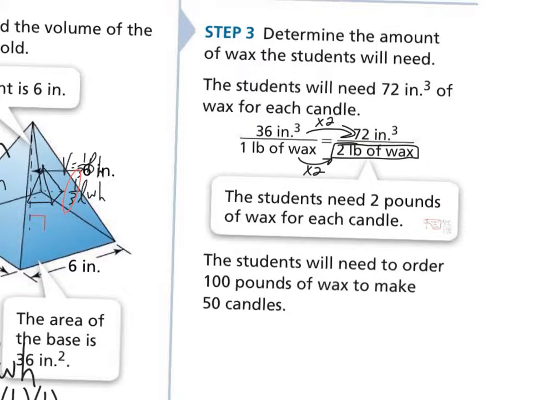So if they want to make 50 candles, it's 2 pounds for each candle.